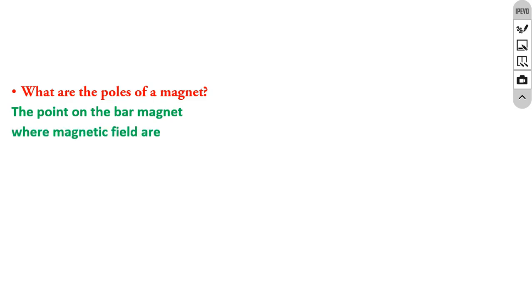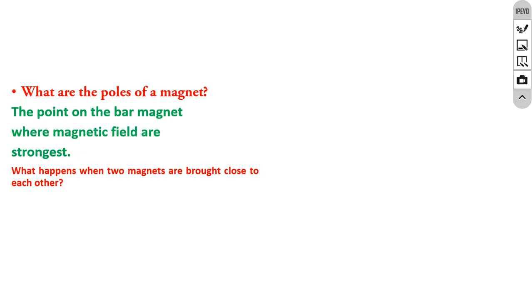Okay, let's look at this other question. This one says, what are the poles of a magnet? The poles of a magnet are points on the bar magnet where the magnetic field is strongest. So you have the strongest magnetic field at the poles of a bar magnet.